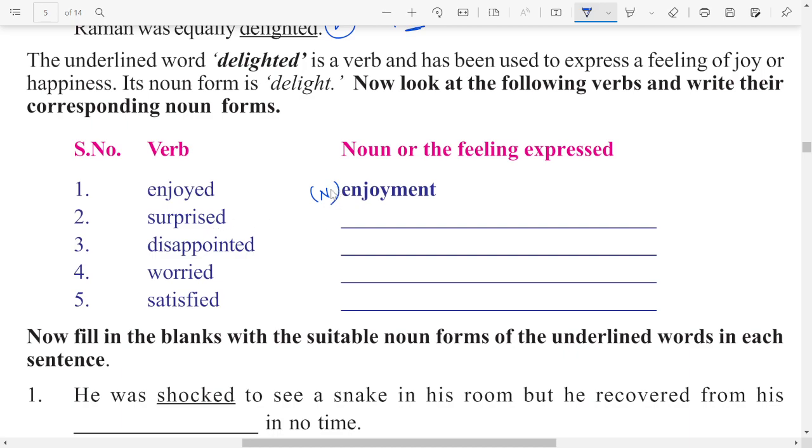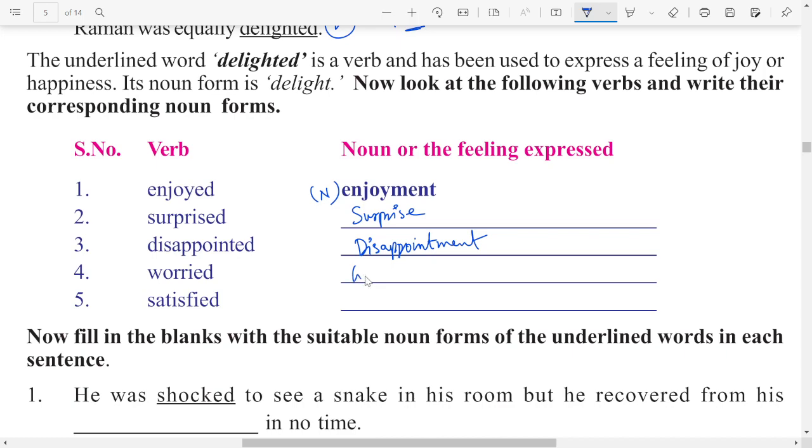Okay, surprised, that is the verb form. Again, what is the noun form for surprise? Okay, next one, disappointed is a verb form. What is the noun form for that? Disappointed, that is the verb form, but disappointment is the noun form.